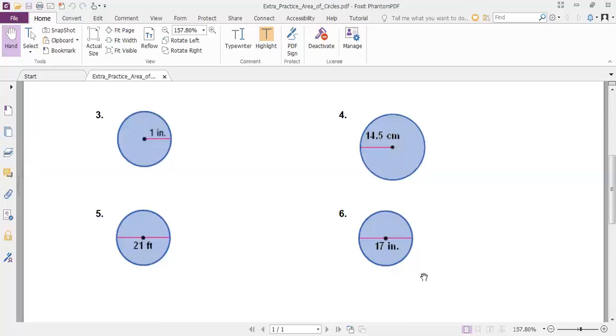And the first thing, this is called the diameter. The diameter is a line connecting two points through the center. And the radius is half of the diameter. Half of the diameter. And let's solve question number 6.